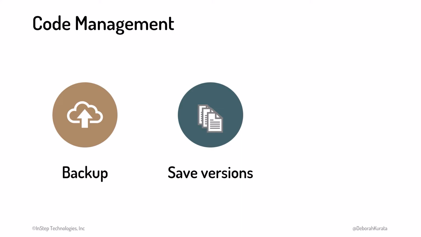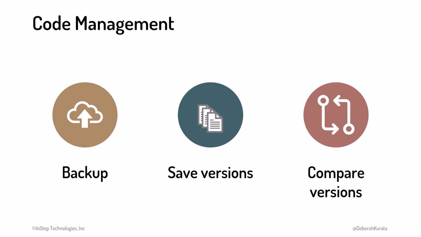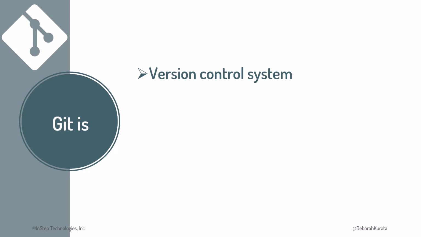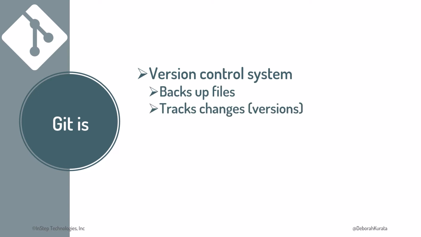Similar to how you might save versions of an important document, rough draft 1, rough draft 2, and so on. And we want to compare code versions to see what we changed, just like you can with Microsoft Word or Google Docs. Git does all of this and more. Git is a widely used version control system. A version control system is an application that backs up our files and tracks changes to those files. Each set of changes is a version, hence the name version control.